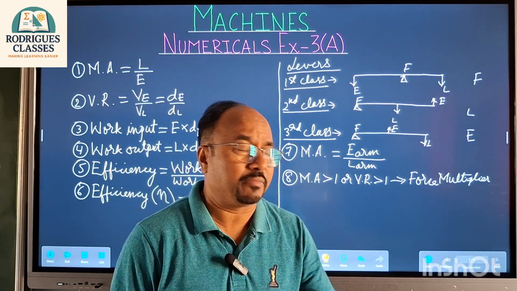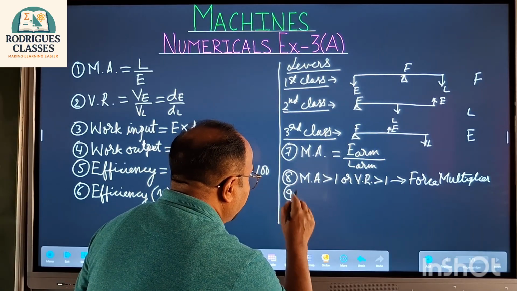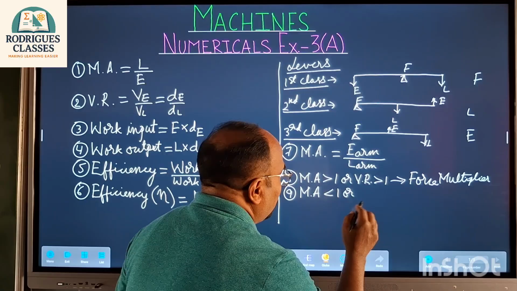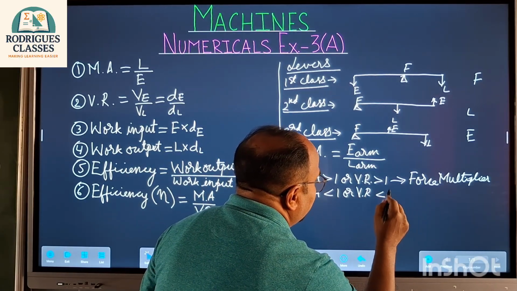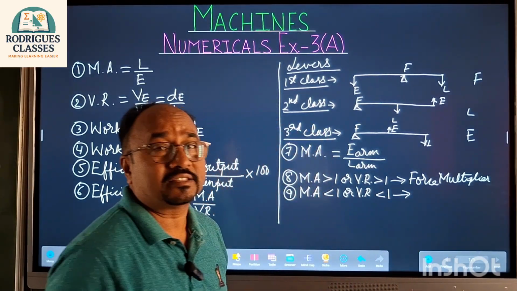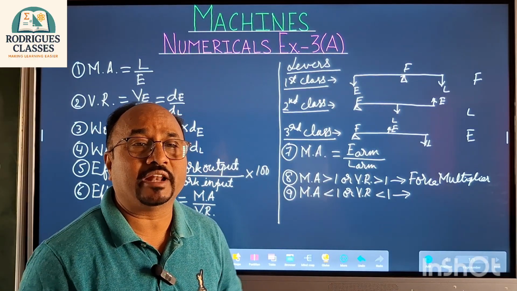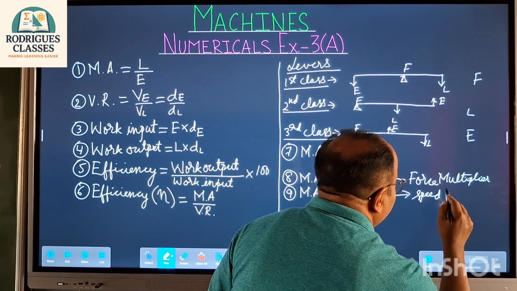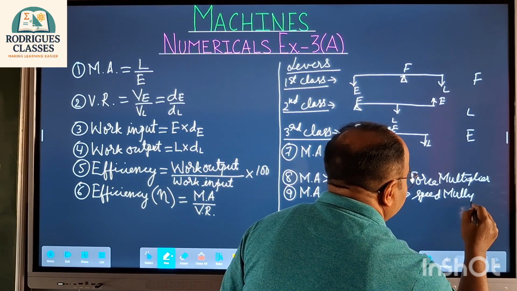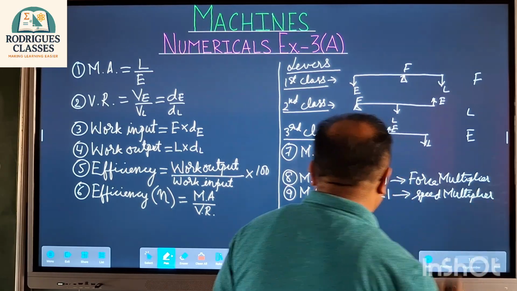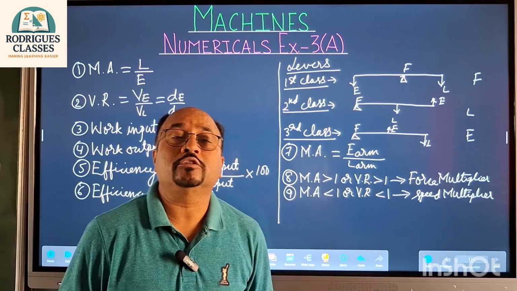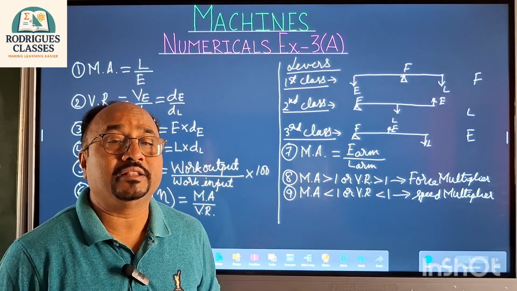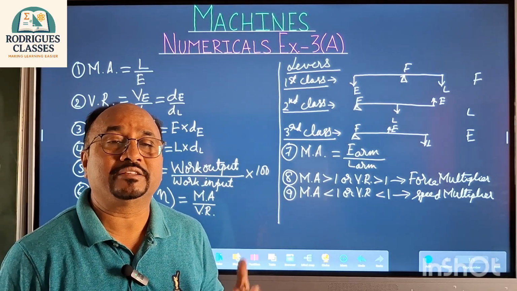You get the value of mechanical advantage greater than 1 or velocity ratio greater than 1, that machine is called a force multiplier. Now, what happens if I am getting mechanical advantage less than 1 or velocity ratio less than 1? In this case, it will be a speed multiplier. That machine will help you in increasing the speed. So we write it as speed multiplier. Now, it could also be possible that the displacement of the effort and the load is the same. In that case, mechanical advantage will come as equal to 1.